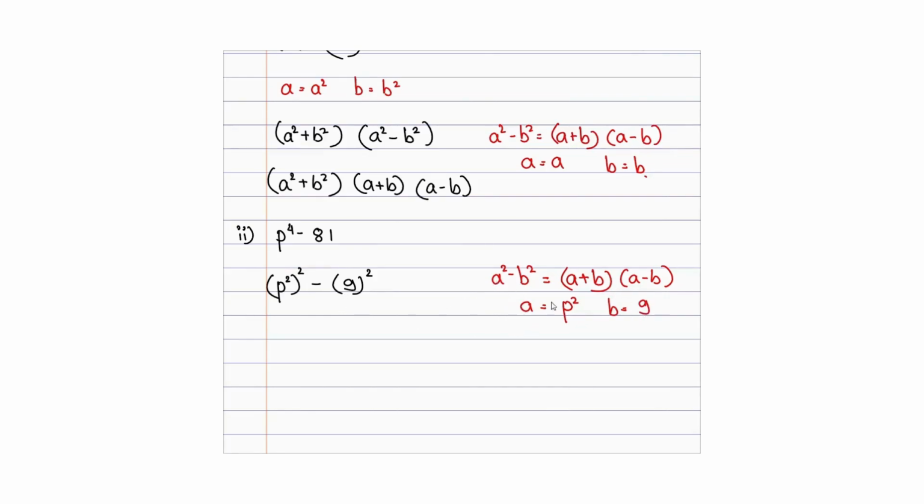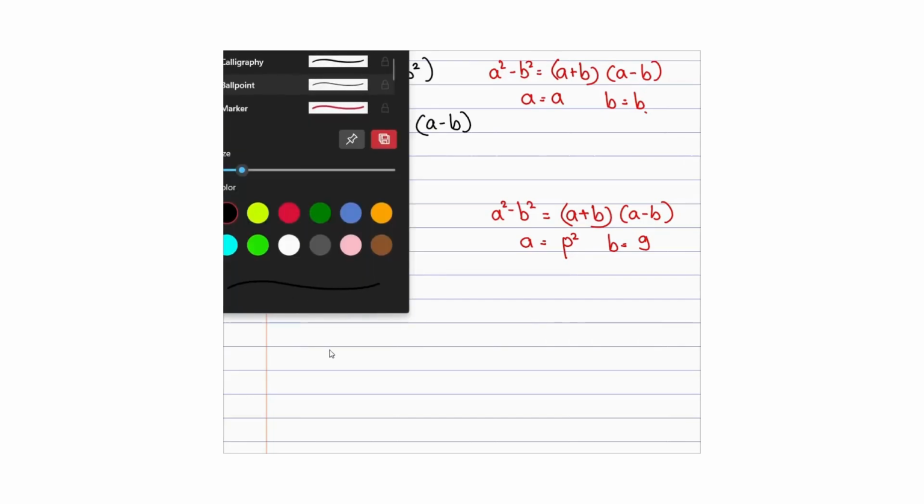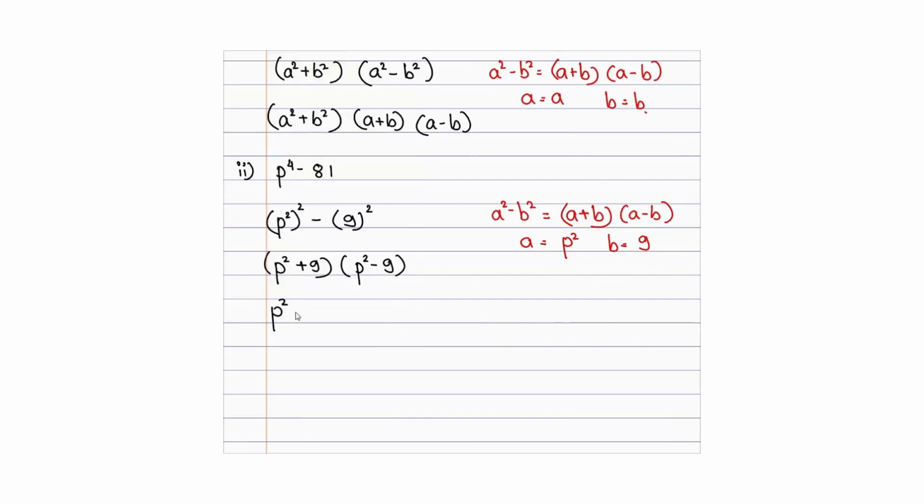So how to write it? a square minus b square: a plus b, that is p square plus 9, and a minus b, that is p square minus 9, right? So this is p square plus 9, and this is p square minus 9 again. Okay, p square plus 9 will remain as it is. p square minus 9, can I write it like this? p square minus 3 square. 3 square is what? It is 9.